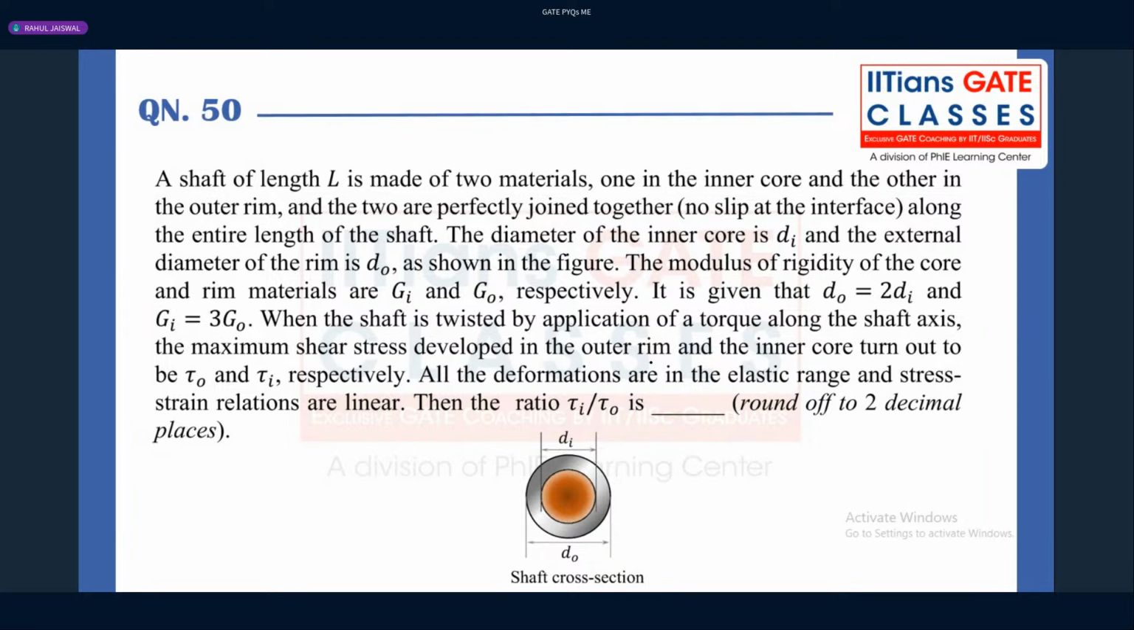It is given that D naught is equal to 2 times Di and Gi is equal to 3 times G naught. The shaft is twisted by the application of a torque along the shaft axis. The maximum shear stresses developed in the outer rim and the inner core turn out to be tau naught and tau i respectively. All the deformations are within the elastic range and the stress-strain relationships are linear. Then what is the ratio of tau i by tau naught?